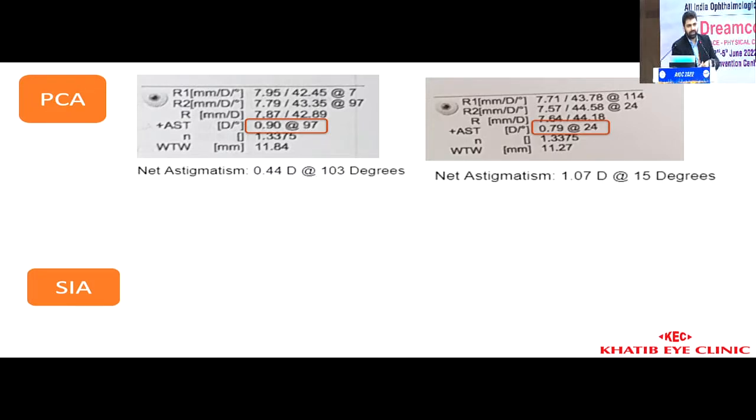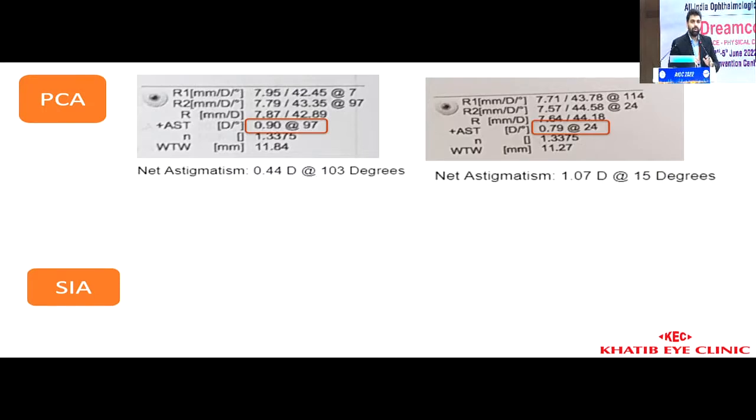These are two photographs taken from the Lenstar readings. The one on the left shows an astigmatism of 0.9 at 97, and the one on the right shows again a Lenstar reading showing 0.79 at 24. When you say the astigmatism reading with no minus sign, you're talking about the steep meridian. So in the first photo, it's 0.9 at 97, that is the steep meridian, and this is a with the rule astigmatism because it is steeper vertically. The second one is 0.79 at 24, which is steep horizontally, so it's an against the rule astigmatism.